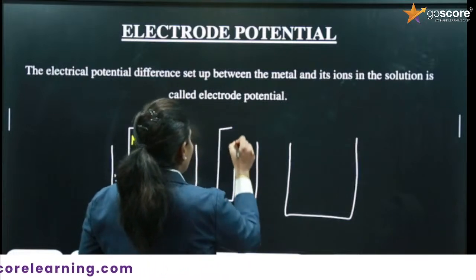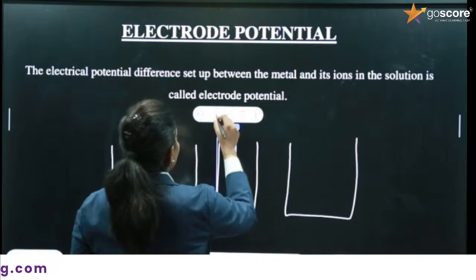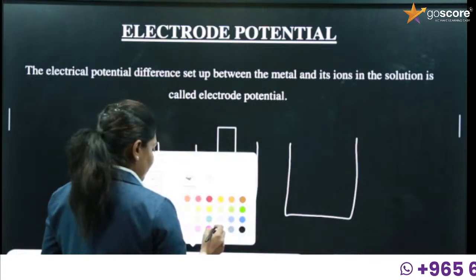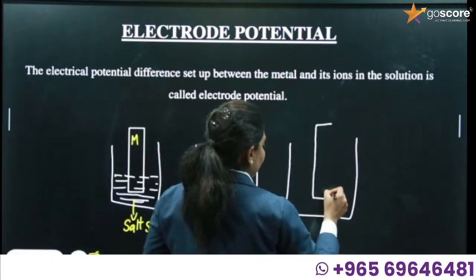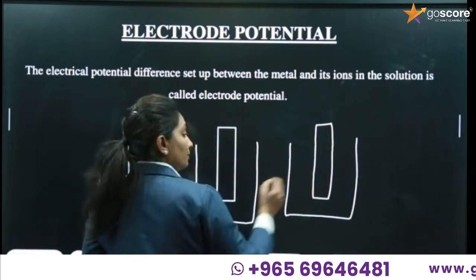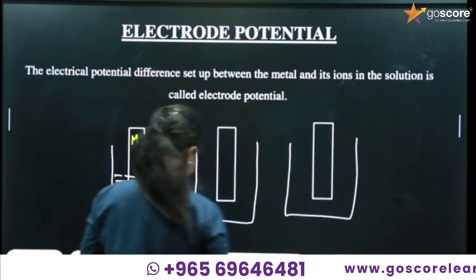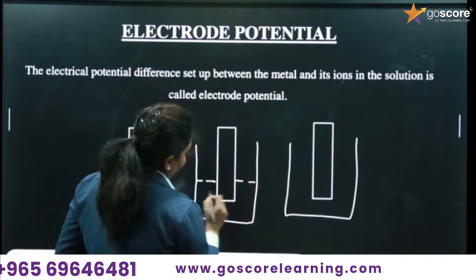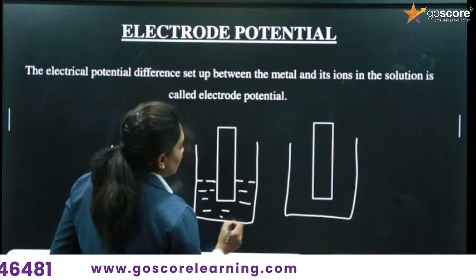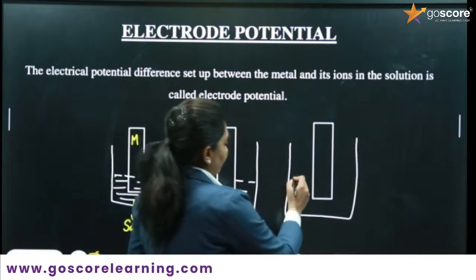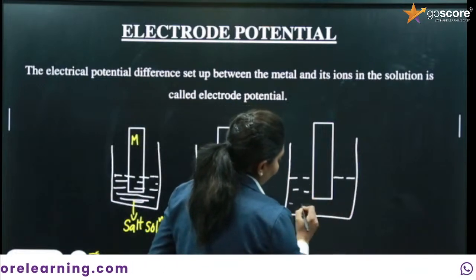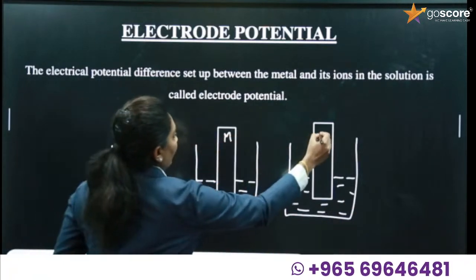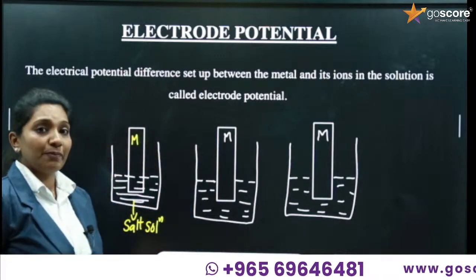We are putting the metal rod M, and we are filling the beaker with the salt solution of the same metal that we dipped in that beaker. So this is the metal M. Now I am going to explain what will happen.